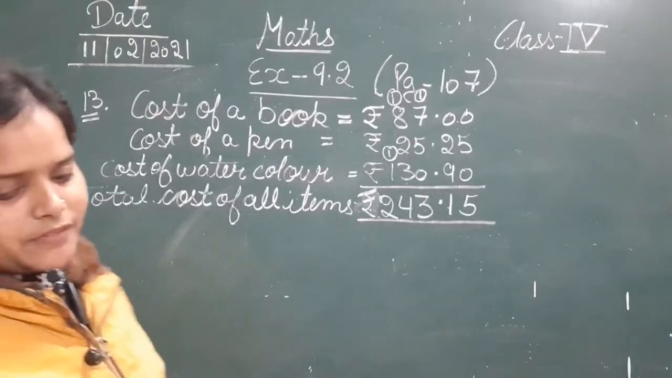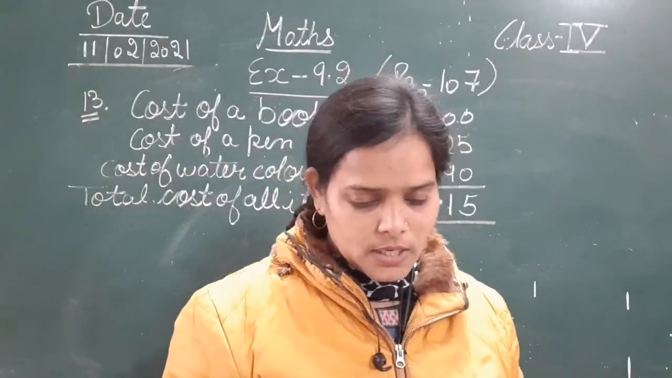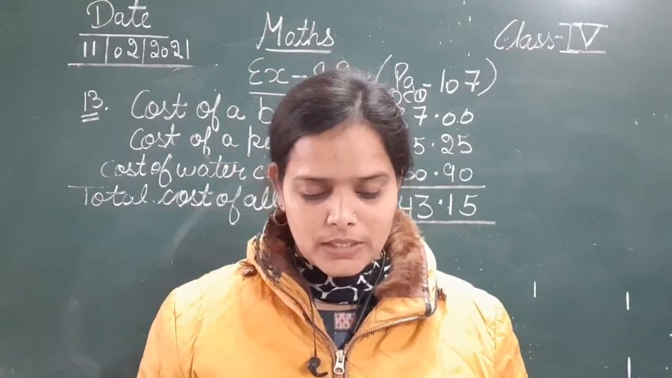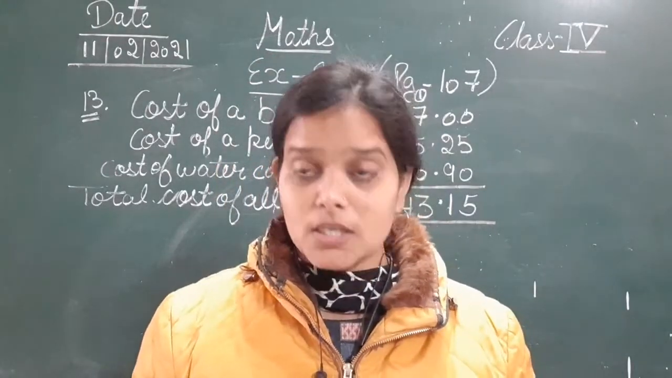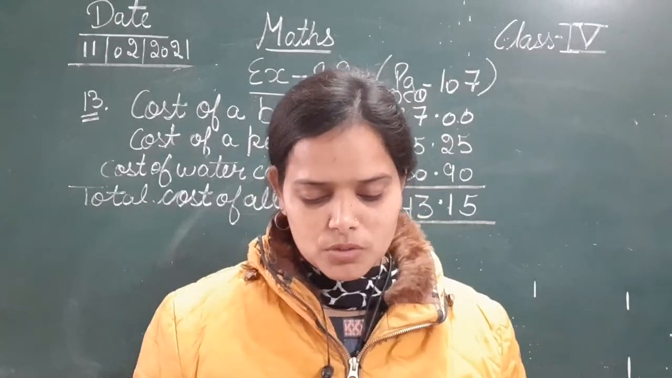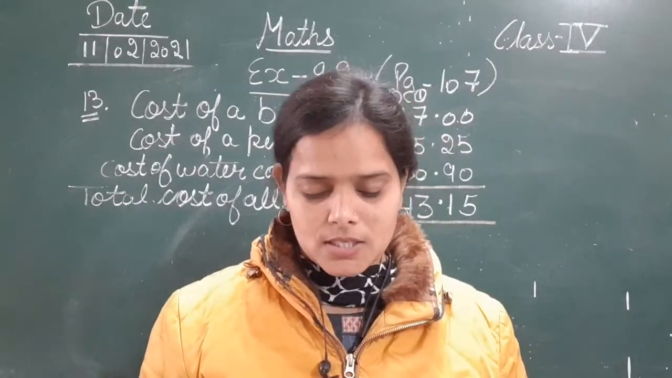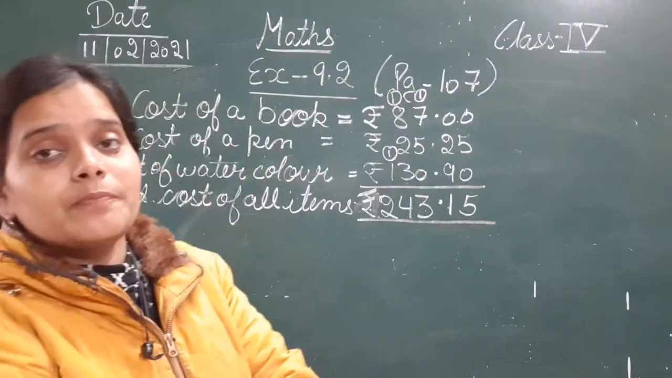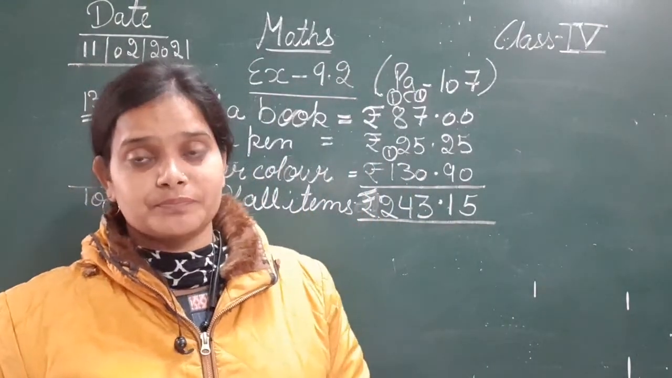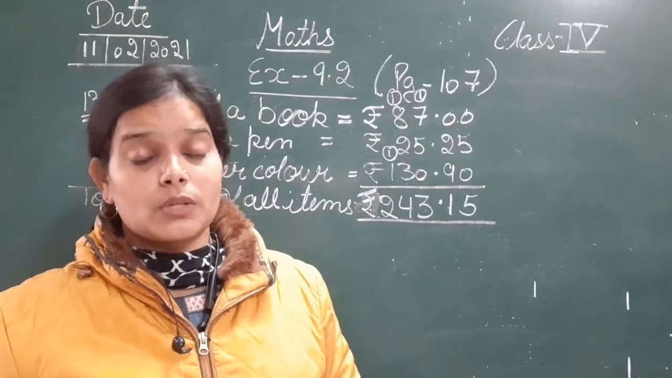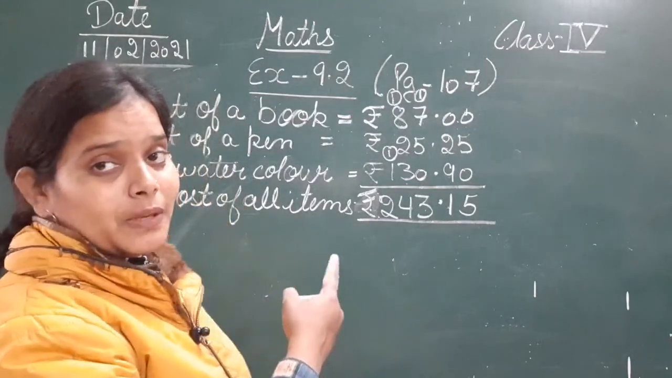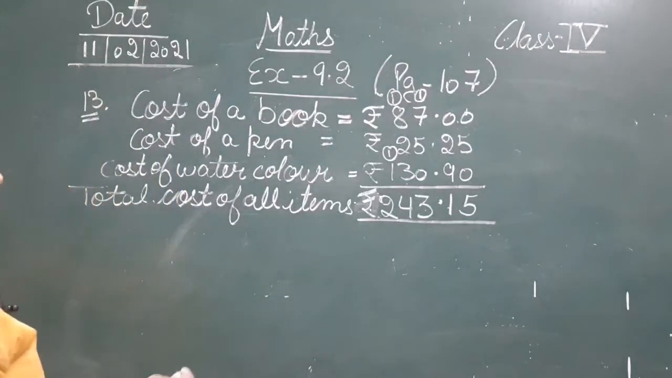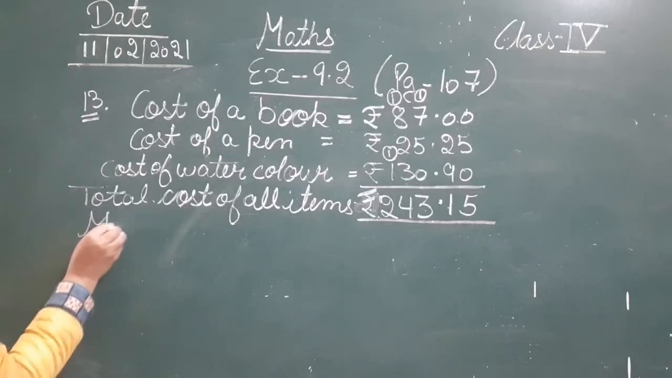Next, they have given the statement: she gave a 500 rupee note to the bookseller. What did the bookseller return to her? So the money given to the bookseller is rupees 500. The money she got back, we will calculate by subtracting the amount that she had spent from the amount that she has given to the shopkeeper.